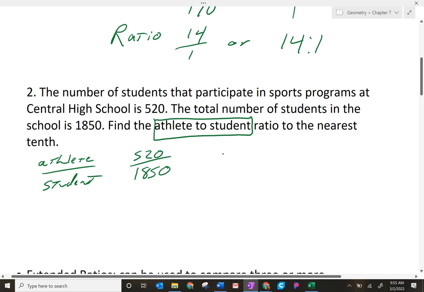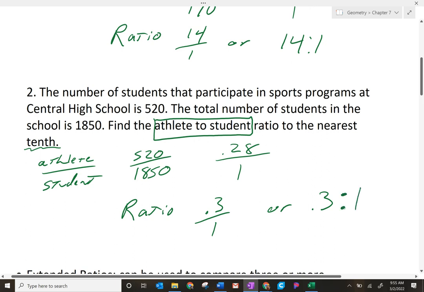My ratio that I'm given is 0.28 over 1. It did say to the nearest 10th. So my ratio would be 0.3 over 1, or I can say 0.3 to 1. Either way is good. Usually when I'm doing ratios, my suggestion for you is to write it as a fraction, because we'll be doing some cross multiplying to solve these things later on. But if you want to write it the other way, you most certainly can.